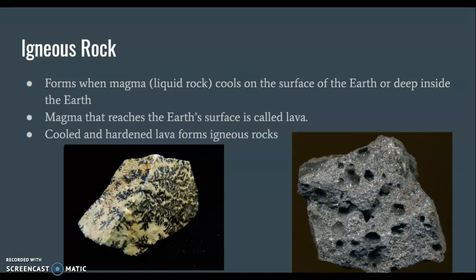That lava cools and hardens to create this igneous rock. We know magma when it is inside the ground, but when magma reaches the Earth's surface, we then call it lava. And these are two pictures of different types of igneous rocks that can be formed.